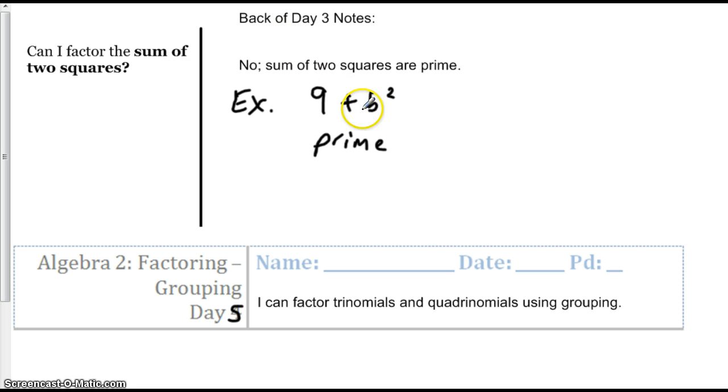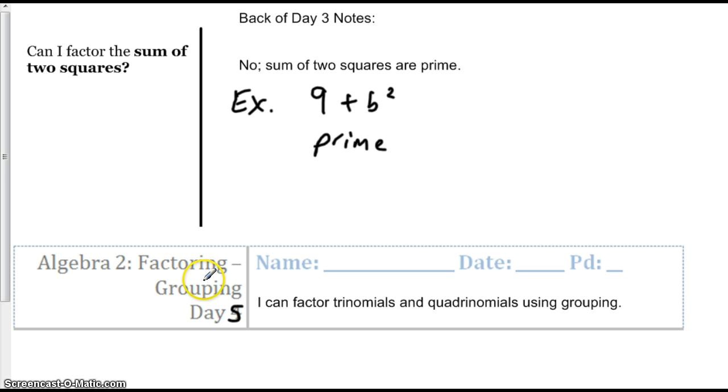And remember from our warm-up we had the problem 9 plus b squared. And remember we talked about the different options but realized that it's not factorable, it would be prime. So you're answering your question of the sum of two squares that no, I cannot factor them, the sum of two squares are prime. We can factor a difference of two squares but not a sum. So this example that we did in the warm-up shows that it is prime.